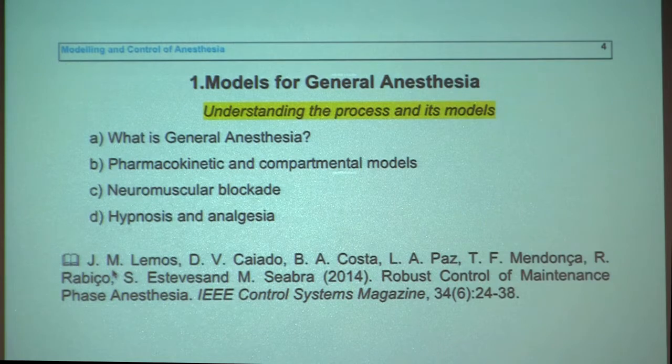I understand that there are some PhD students here, and if they are curious about this, in the last December issue of IEEE Control Systems, there is one paper in which these things are explained as well as I could.